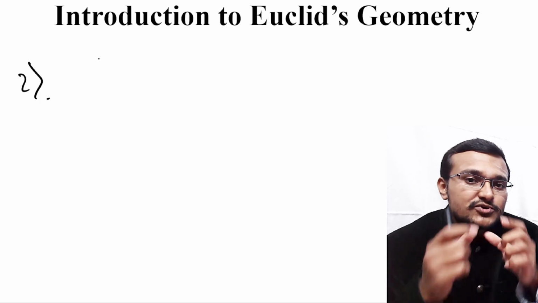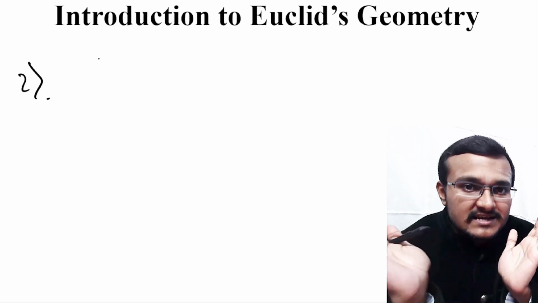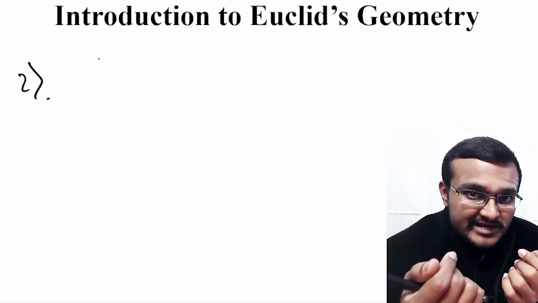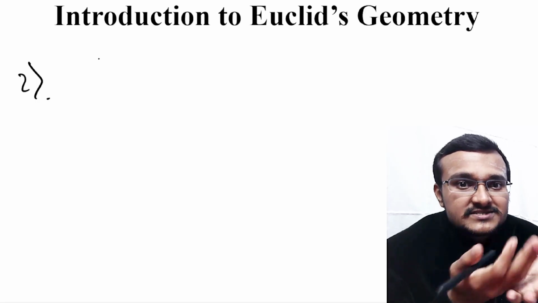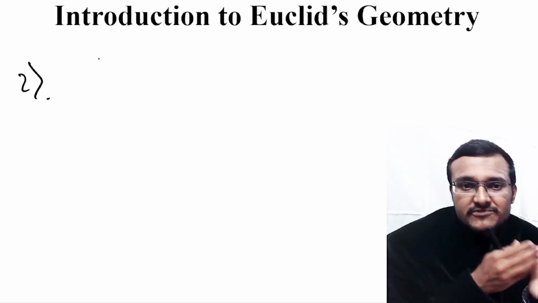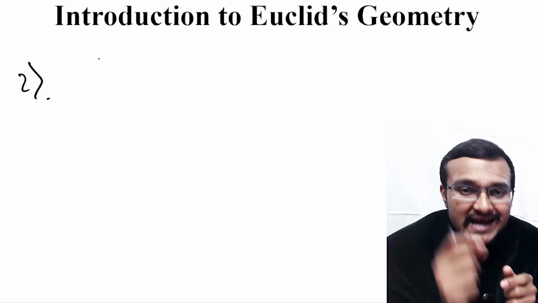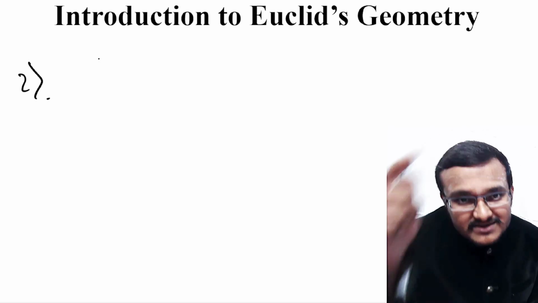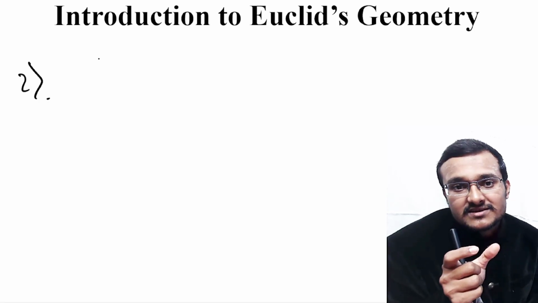For example, if you want to define a square, then you have to define straight lines. If you want to define straight lines, then you have to define what points are. If you want to define points, then you have to define space. So there are so many things which you have to define in order to define one particular square. So here they are asking whether other terms are also required in order to define a particular term.